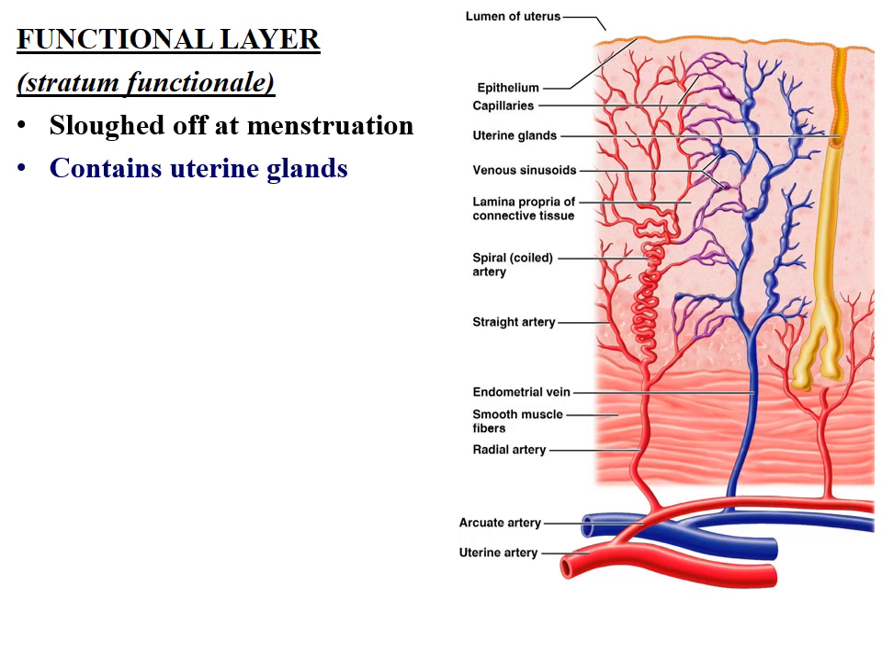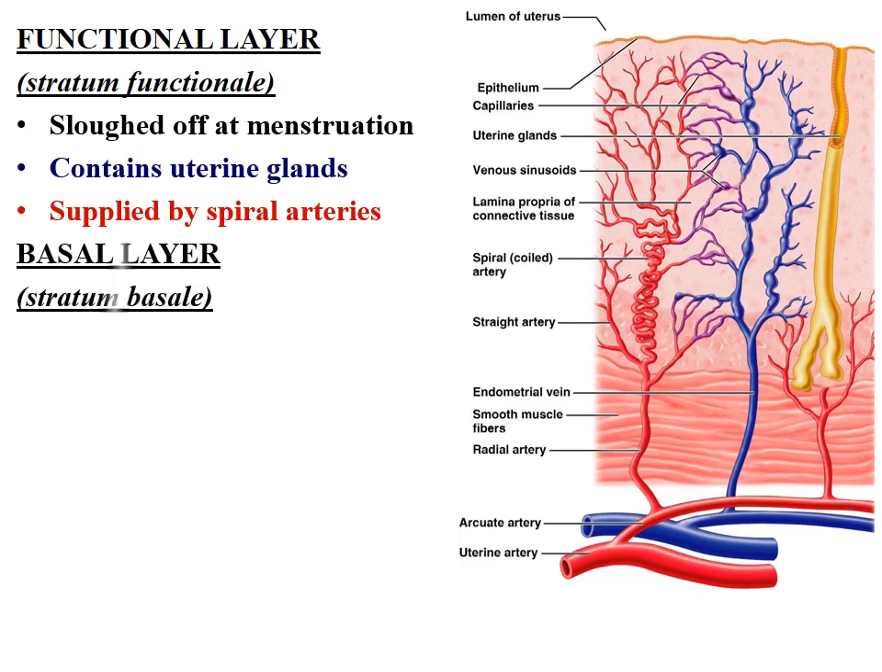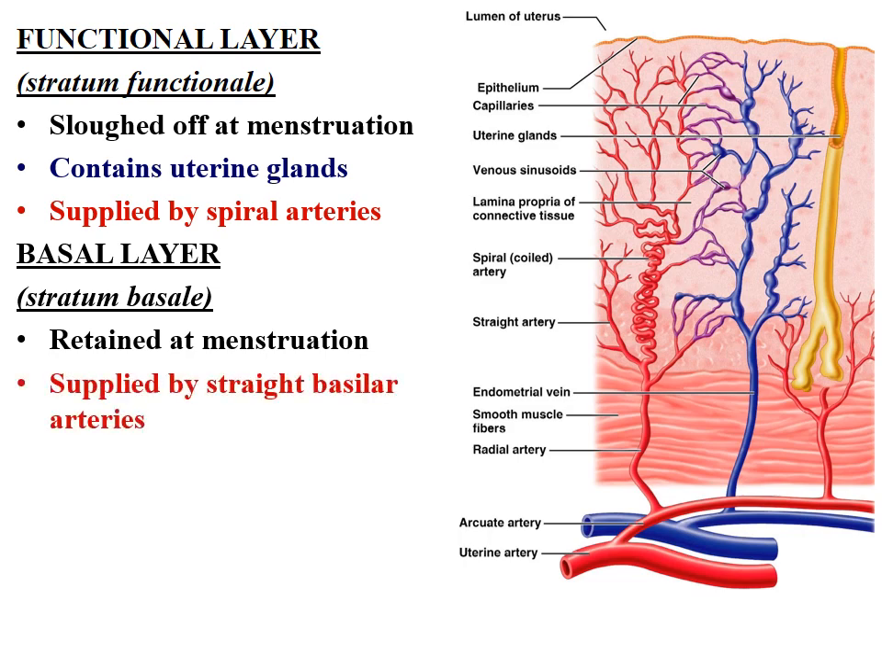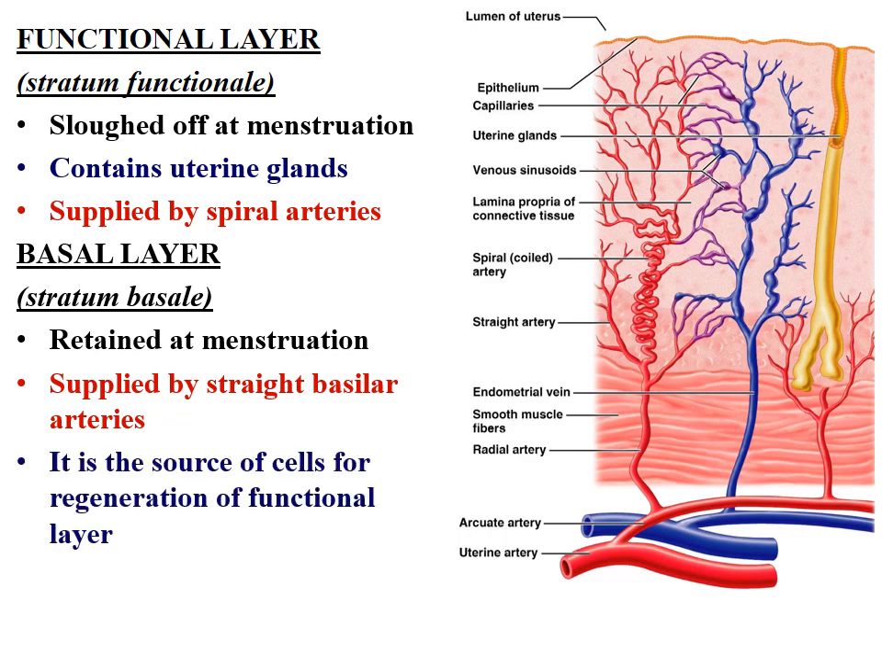That particular layer is called the stratum functionale, and it is supplied by the spiral artery. Spiral artery, or the coil artery, you can see these are the highly coiled arteries which are supplying blood. And the basal layer is called the stratum basale. That particular layer is retained during the menstruation. It is supplied by the straight basilar arteries. It is the source of cells for the regeneration of the functional layer.